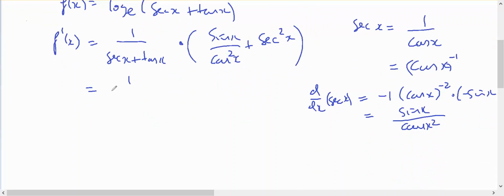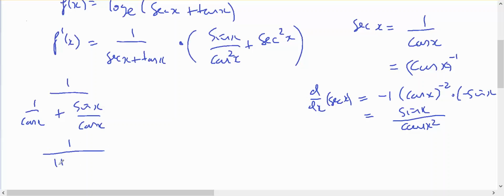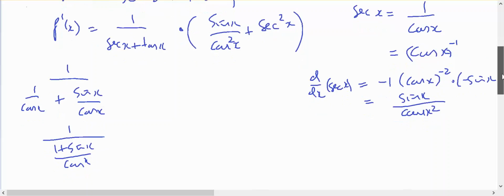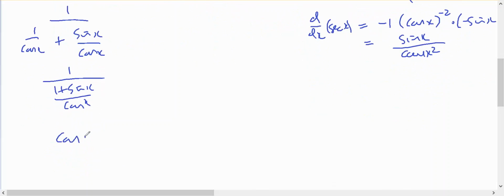I've got 1 on top of, I might give myself a little bit more room, I have 1 on top of 1 on cos of x plus tan of x, which is sine of x on cos of x, which is 1 on 1 plus sine of x on top of cos of x, which is cos of x on top of 1 plus sine of x.